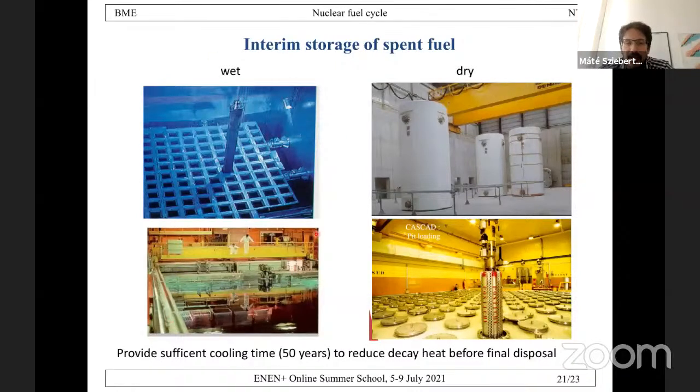It can be either wet with large cooling ponds, or dry, either in containers or in special pits for each fuel, which is cooled by natural circulation. At the Paks nuclear power plant in Hungary, we have a similar installation, the so-called cascade facility.